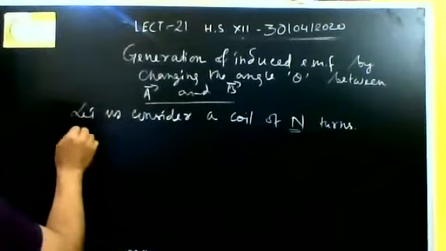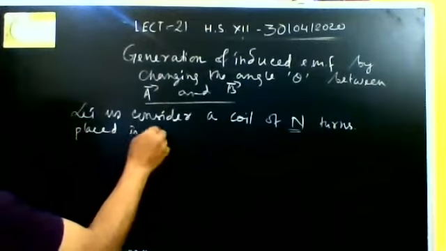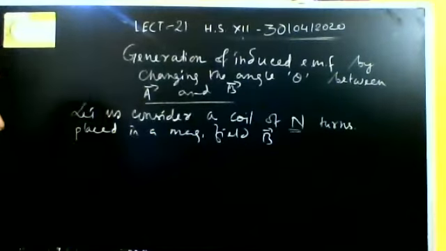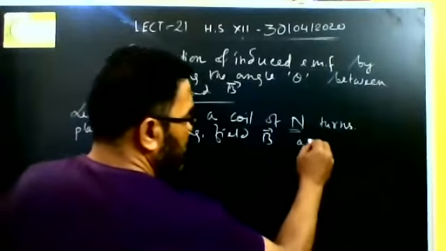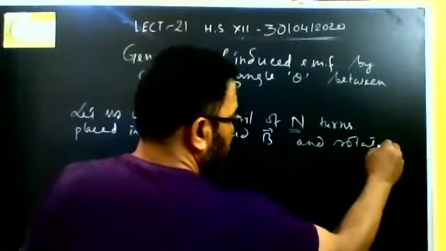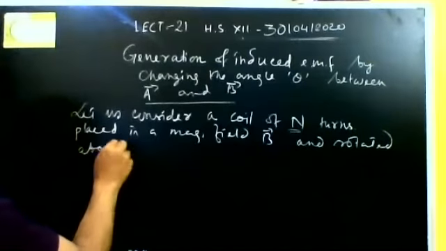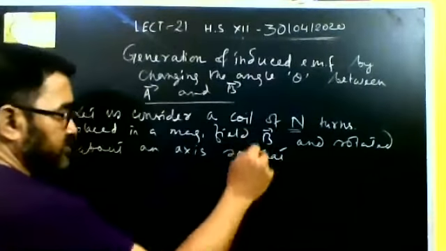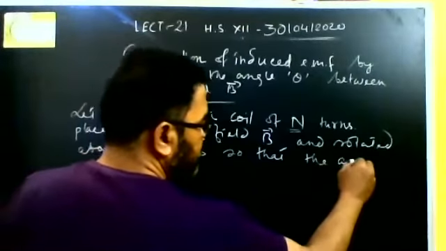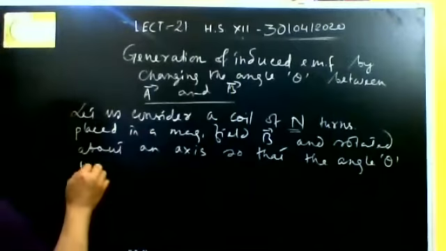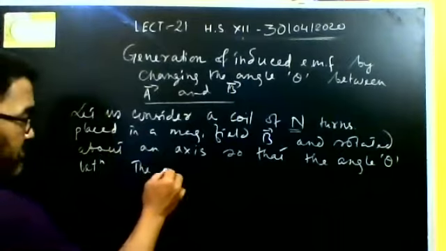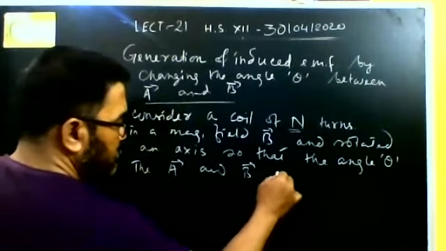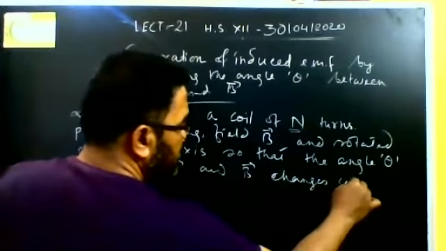So, placed in a magnetic field B and rotated about an axis, so that the angle theta between the area vector and B vector changes continuously.